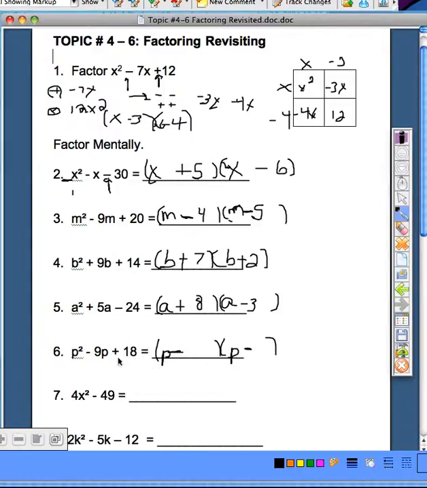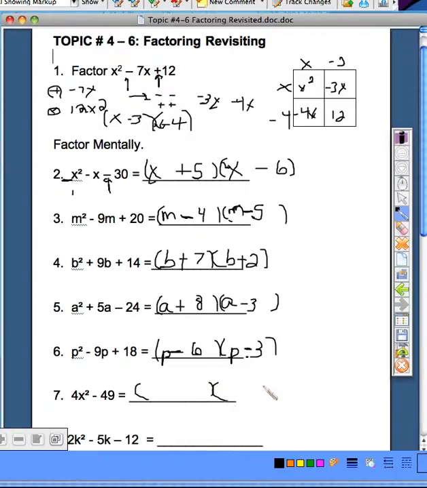And multiply to be 18, add to be 9. That would be 6 times 3 is 18. Negative 6 plus negative 3 is 9. And let's see if I can't write that one a little better so it's legible at some level. Okay, there's my 3.